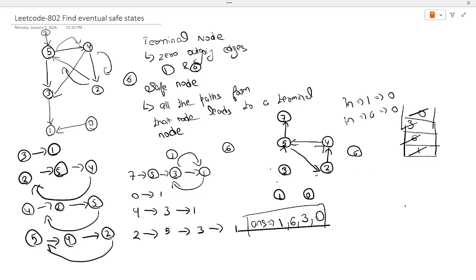As you can see, Kahn's algorithm has excluded all the nodes that form a cycle, and it has excluded 7 also, because 7 was connected to a node which does not lead to a terminal node. 7 was connected to 5, and all the paths starting from 5 do not lead to a terminal node. That's why Kahn's algorithm also excluded 7 from the answer. Now let us understand the code.